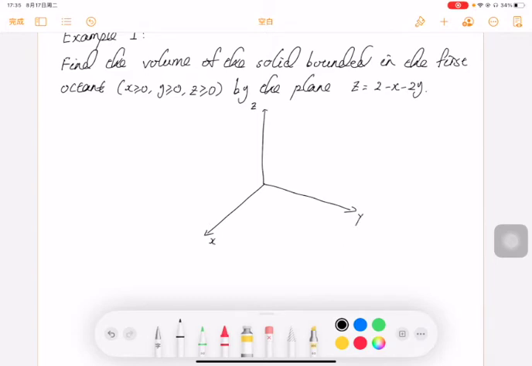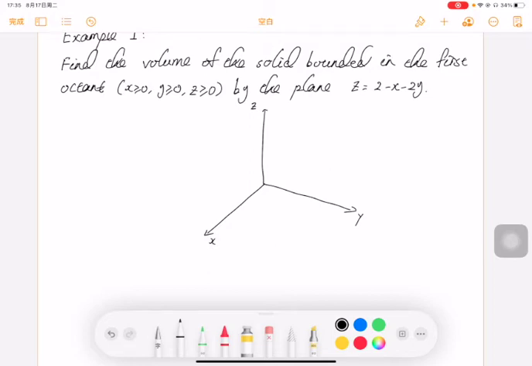Now, how do you graph a plane? As you all should know, a plane is determined by 3 points. If you have 3 points in three-dimensional space, there is only one plane that passes through all of them. So the simplest way to graph a plane is to pick 3 points and connect them, and that represents a plane. For example, the simplest points to pick here are the intersections with the x-axis, y-axis, and z-axis.